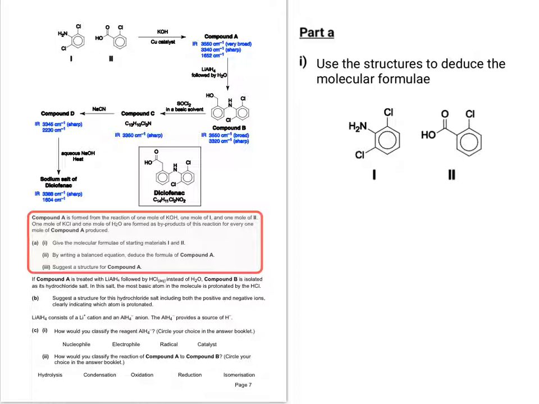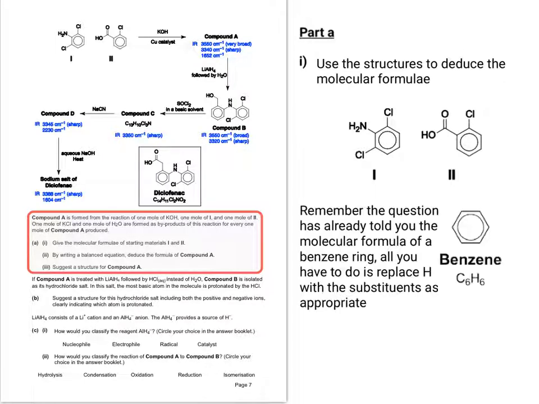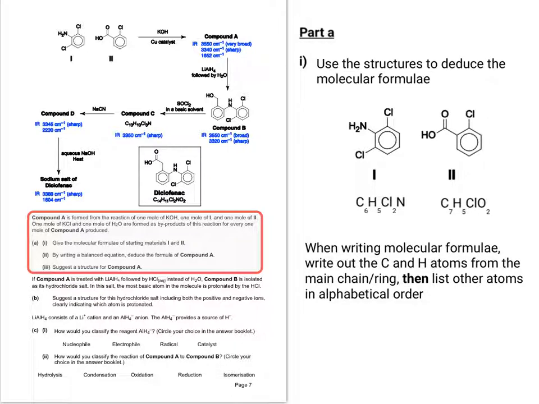So the first part is pretty straightforward. All they wanted you to do is to work out the molecular formulae of these two structures. The question already told you that benzene is C6H6, so all you have to do is replace H with the substituents as appropriate. When you write out the molecular formulae, you write out the carbon and hydrogen atoms from the main chain or ring first. Then you can list all the other atoms in alphabetical order.